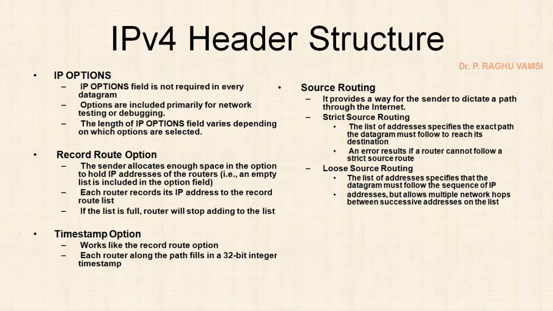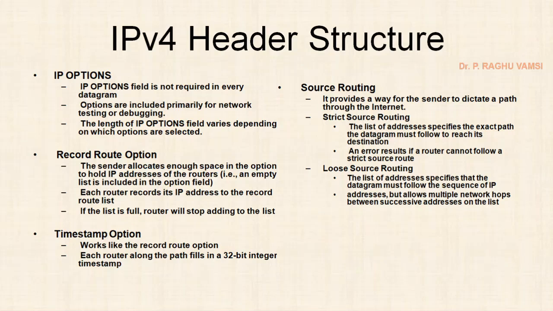The sender allocates enough space in the option to hold IP addresses of the routers. That is, an empty list is included in the option field. Each router records its IP address in the record route list. If the list is full, the router will stop adding to the list. Otherwise, the routers will keep on adding their IP addresses. This option will be exploited by attackers in general.